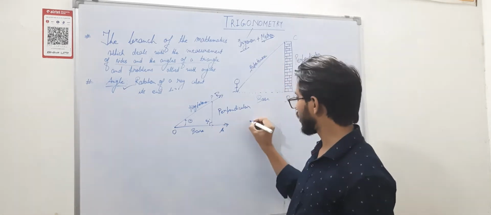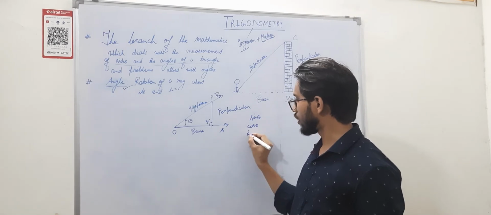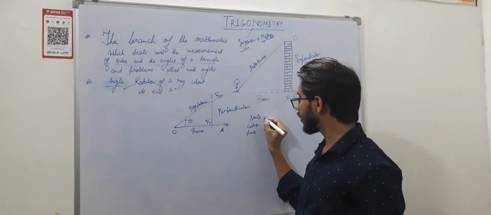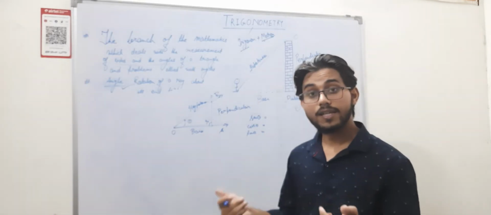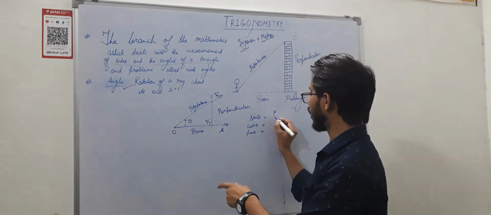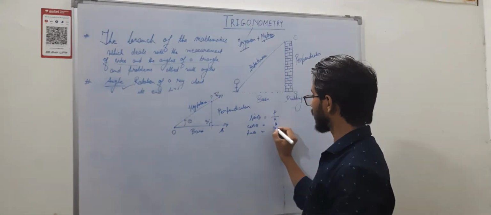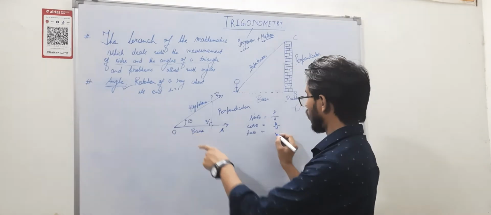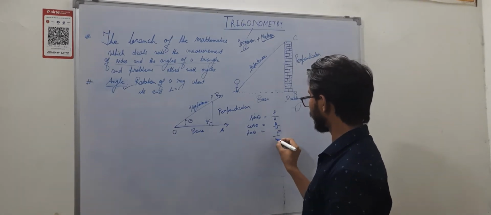What are these three? These are sine theta, cos theta, and tan theta. How will you measure sine theta? Sine theta is perpendicular upon hypotenuse, cos theta is base upon hypotenuse, and tan theta is perpendicular upon base.